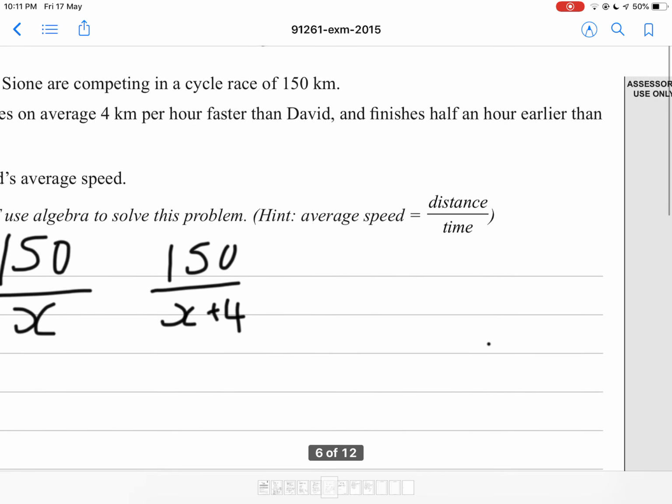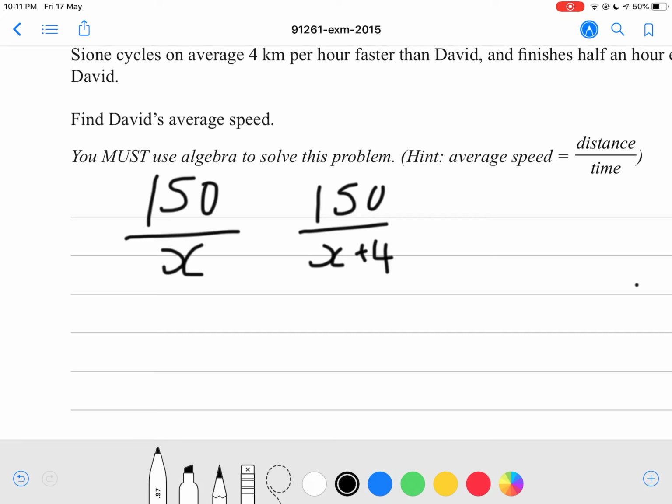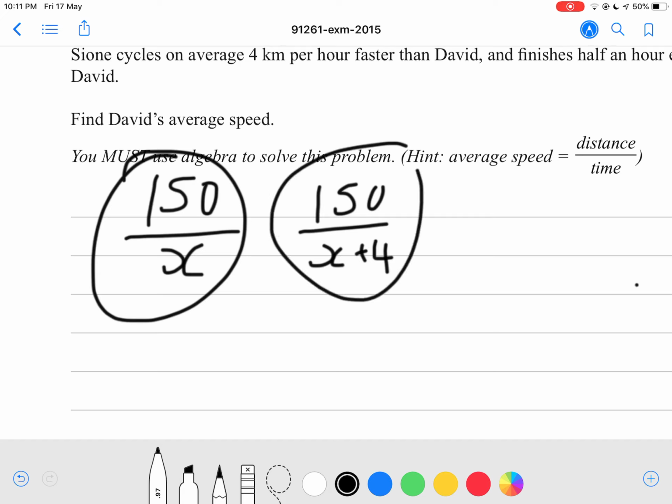So you know that Sion finishes half an hour earlier, which means that Sion uses half an hour less than David, okay? So that means 150 divided by x plus 4 will be less than 150 divided by x. So therefore, this is bigger. So 150 divided by x is bigger than 150 divided by x plus 4, okay? You have to remember that, okay?